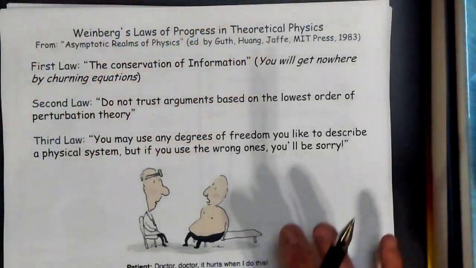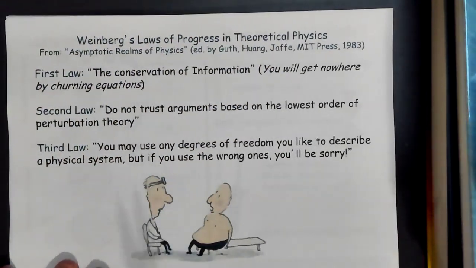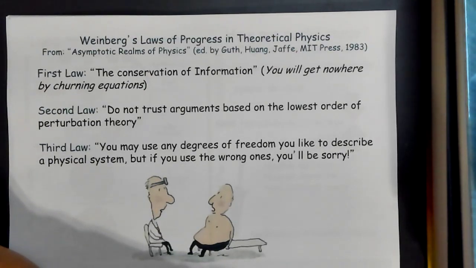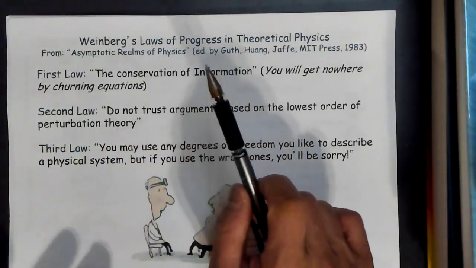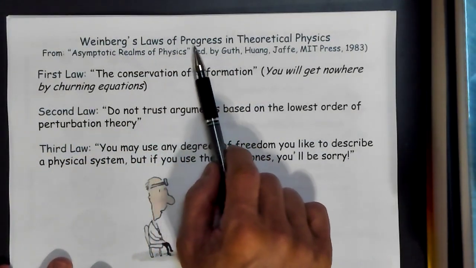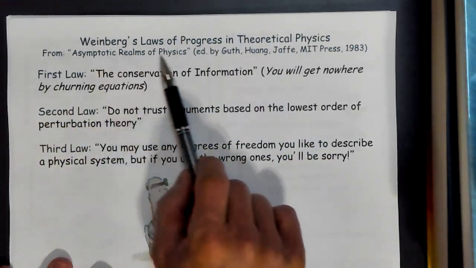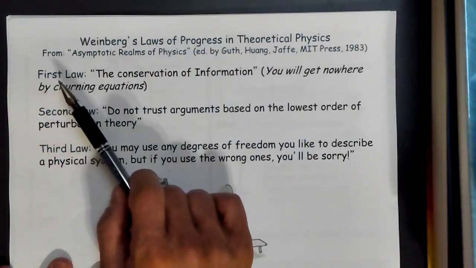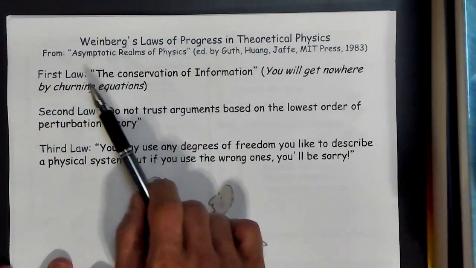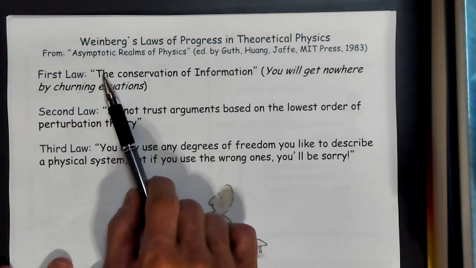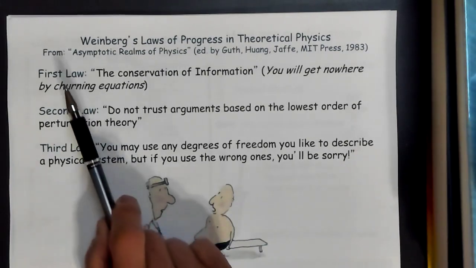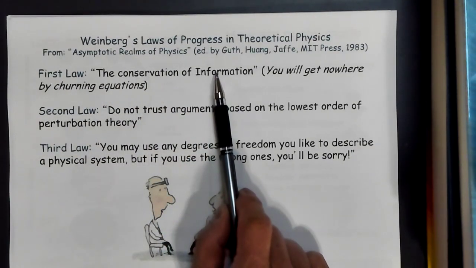So here is some wisdom by Steve Weinberg, who is responsible for a lot of the developments in understanding the strong interactions as well as the weak interactions. Steve Weinberg's laws of progress in theoretical physics. This is from a book edited by Guth, Huang, and Jaffe, called Asymptotic Realms of Physics. These are just sort of folklore statements that people have committed to memory and try to follow. The first law is the conservation of information.